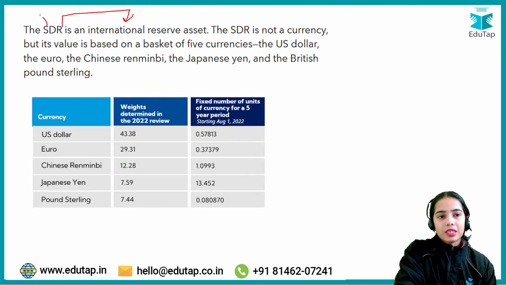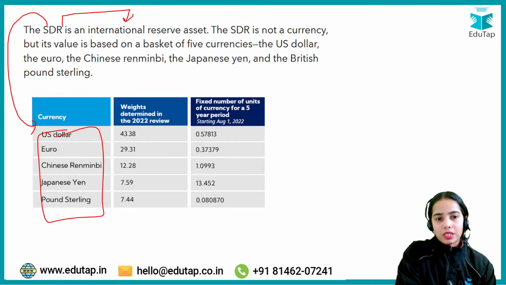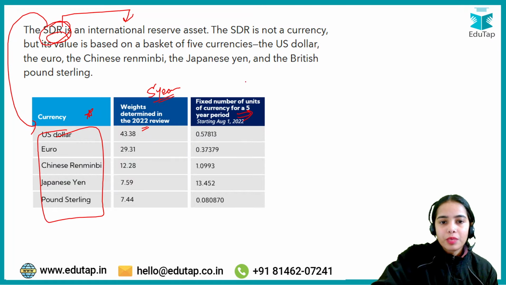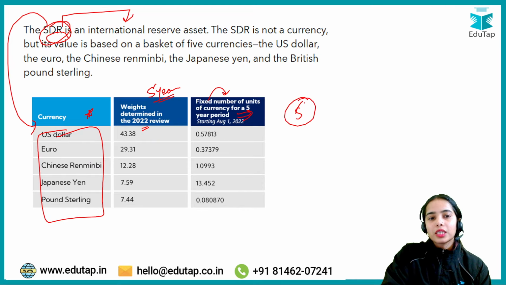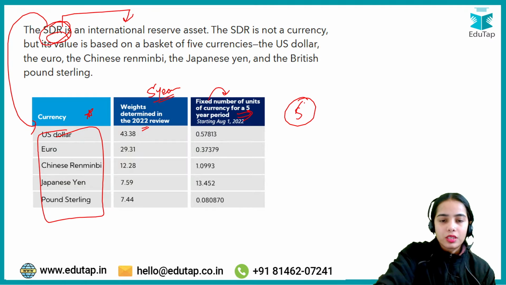Now the value of SDR depends upon the value of 5 currencies. The weight and the currencies on which the SDR depends is reviewed every 5 years. It is reviewed every 5 years. Okay, so a fixed number of units of currency for a 5-year period. So basically every 5 years there is a review of the currency.